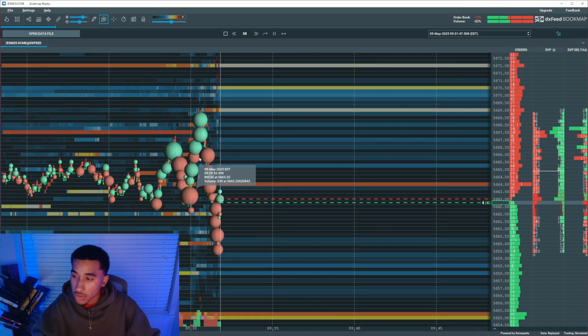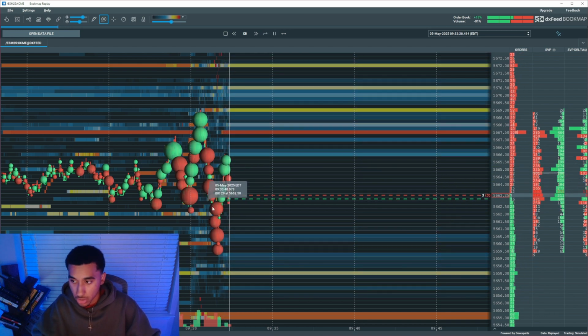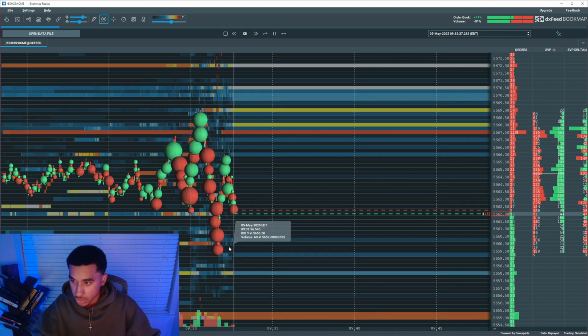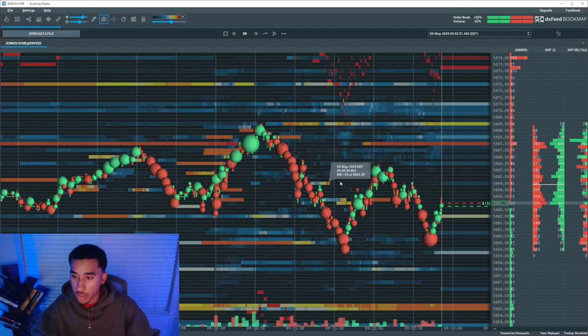So far, we saw a little bounce off open, and then we come back down, we sweep this current low of day, and then we create a new low of day, and then we bounce from it again. And now here is when I take my first trade.